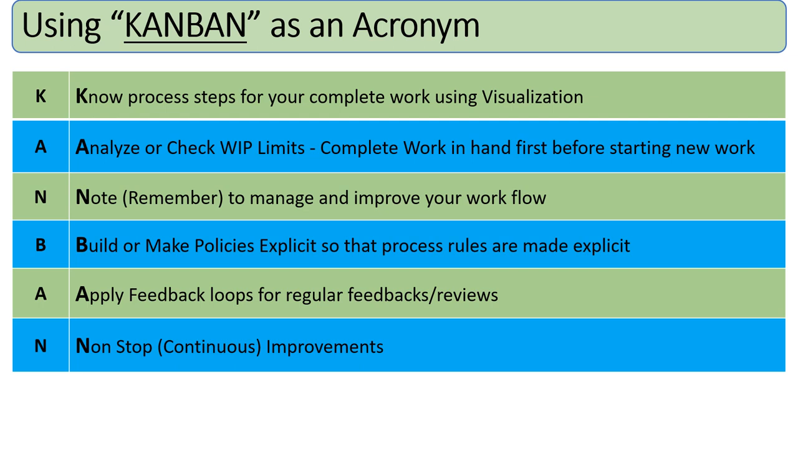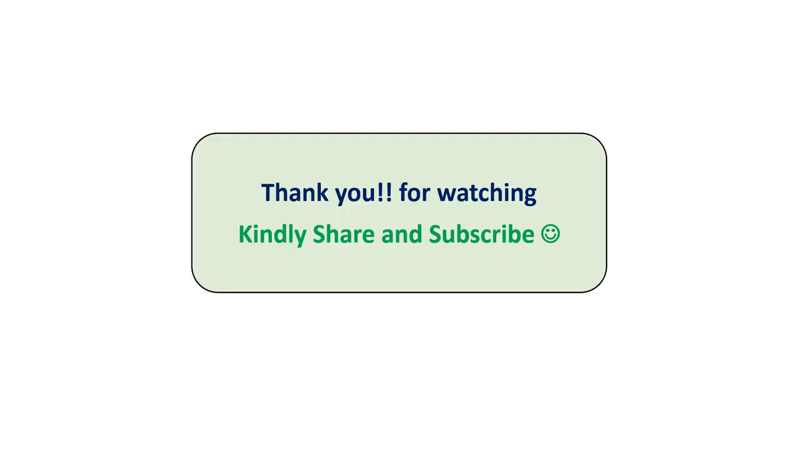N stands for note to manage or improve your workflow. B for build or make your policies explicit, so that process rules are made explicit to everyone in the team or everyone involved who is using the workflow. A stands for apply feedback loops for regular feedback and reviews. And N is for non-stop or continuous improvements. So this is how we can use the Kanban word itself as an acronym to depict the six key Kanban principles. And that's all we had in today's video.